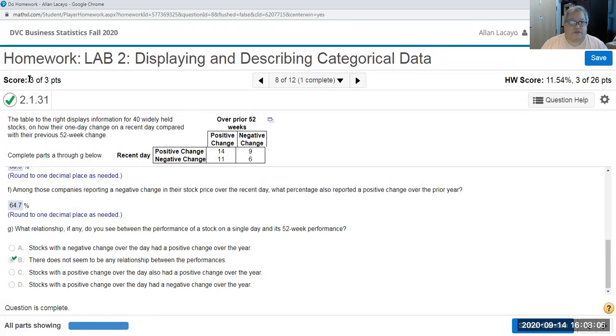We have 3 out of 3 points as a score. And so this is how you would respond to the different parts of question 8 in lab number 2.